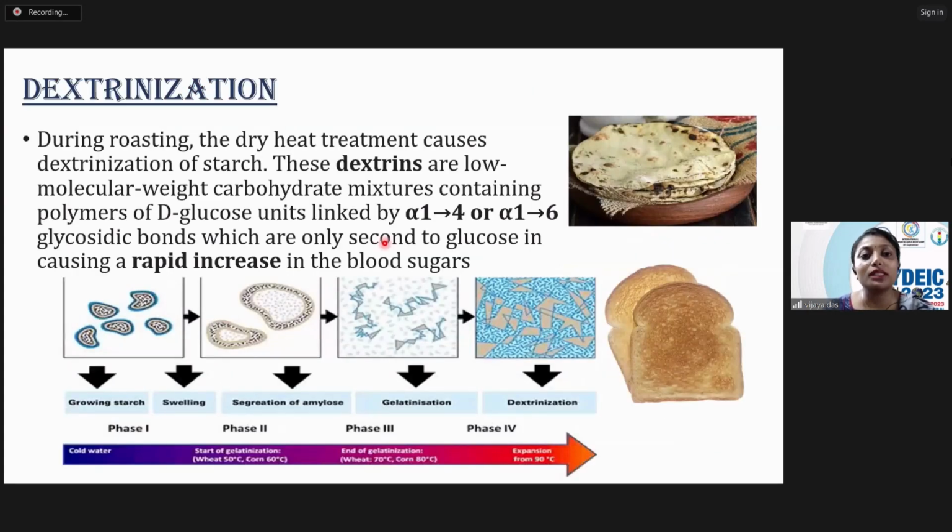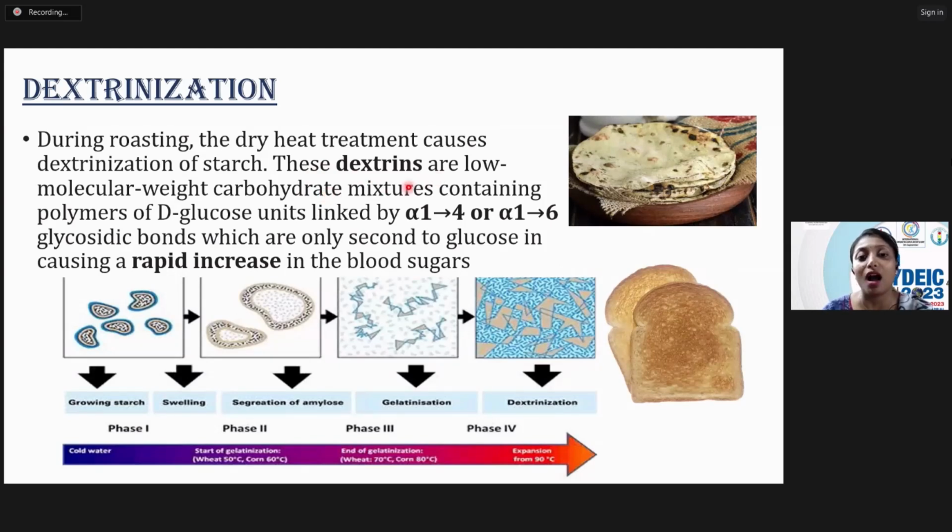There is another common technique for cooking starch, that is dextrinization. It is commonly known as roasting. Whenever we put the starch directly on flame or we cook it at more than 90 degrees Celsius, then after gelatinization, a new process will happen which will distort the starch molecule. And that is when dextrinization takes place. As a result of dextrinization, dextrin molecules are formed.